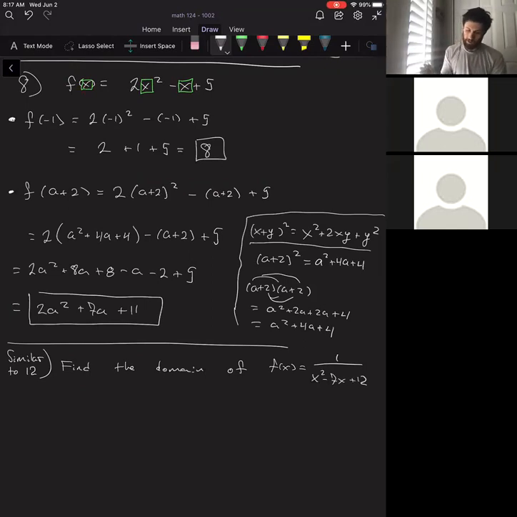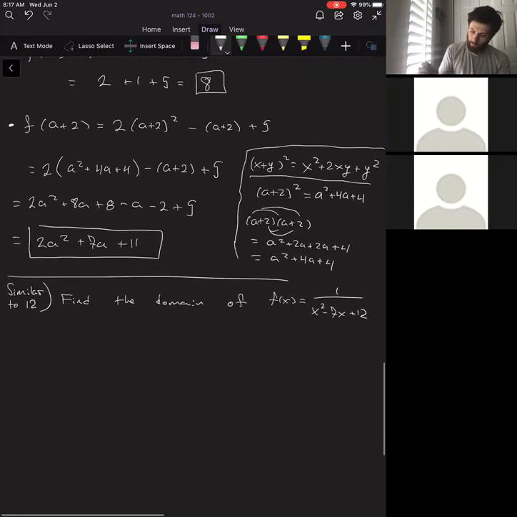So let's find the domain of this. Remember, when we're finding domain, we always look for two things: fractions and square roots. Do we have any of these things? Fractions, yes. Square roots, no. So we don't have to do anything for square roots, but with fractions, we do. The one thing we can't have is the bottom of a fraction being 0. The bottom of our fraction here is x squared minus 7x plus 12, so we can't have that being 0.